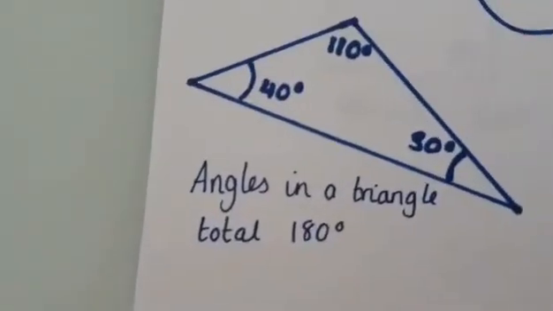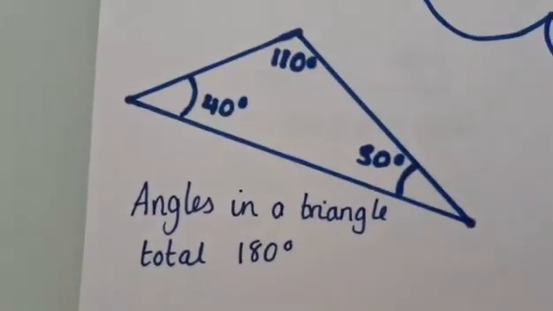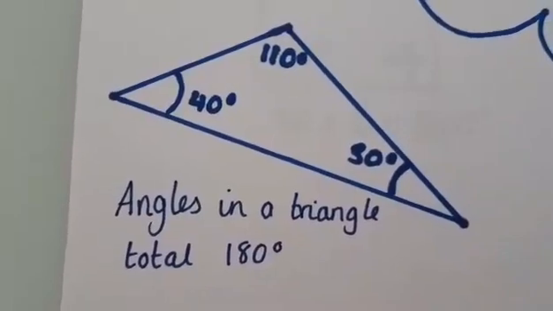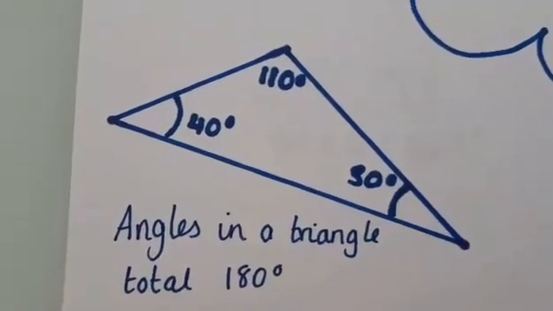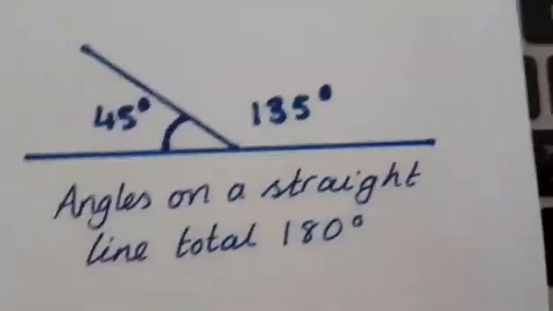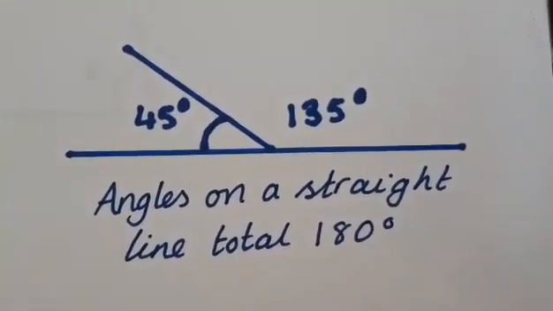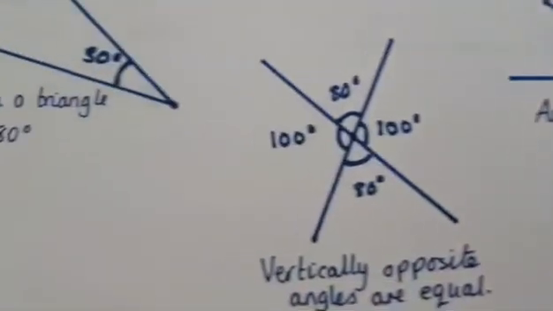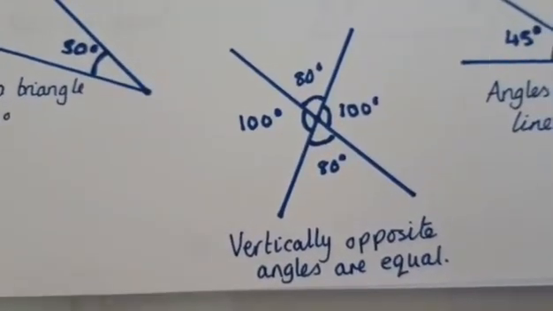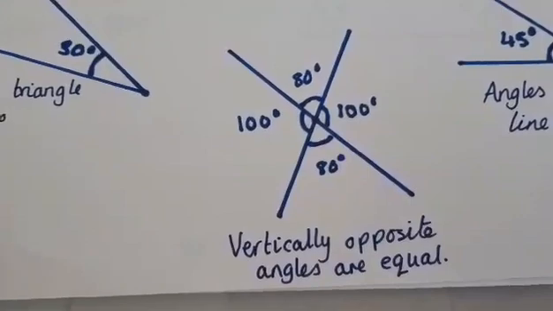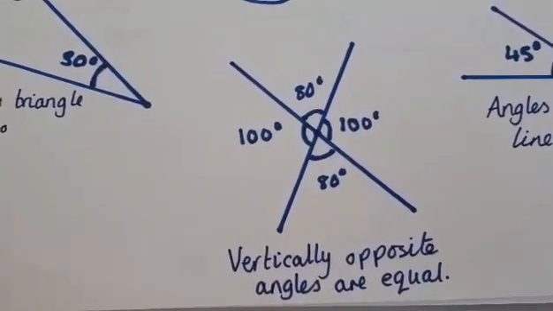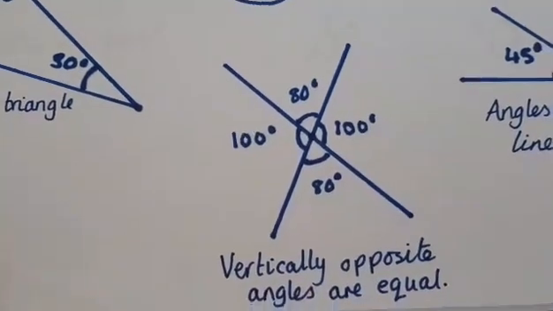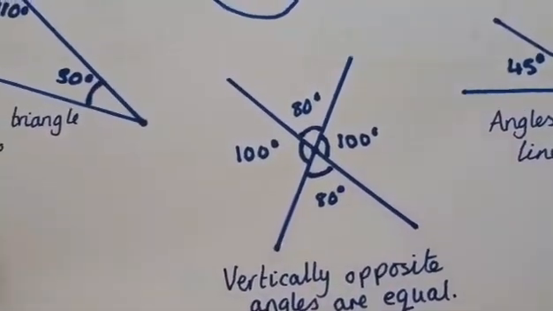We've looked in class at how the angles inside a triangle, any triangle, always total 180 degrees, whatever type of triangle it is. We also know that angles on a straight line total 180 degrees also. It's a fact that you need to remember. We also learnt in class that vertically opposite angles are always equal to each other. You can see here we've got the 100 and the 100 that are equal to each other, and they're opposite, and then the 80 and the 80, which are opposite, are equal to each other.